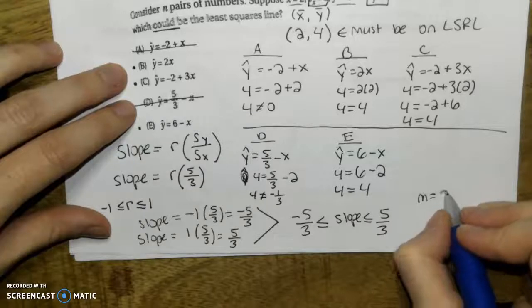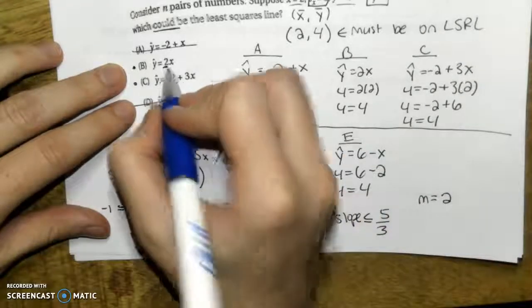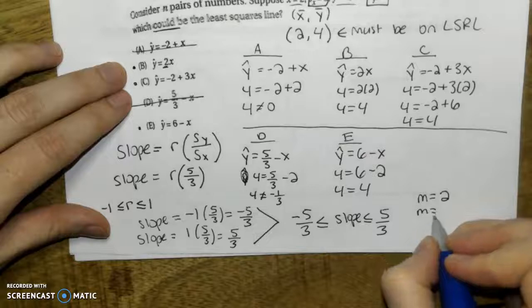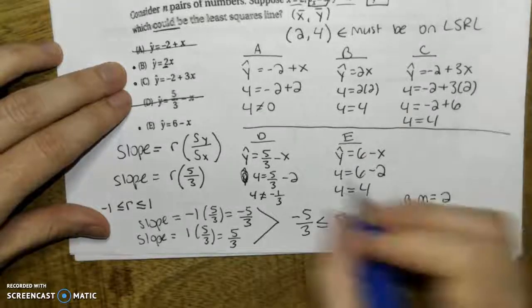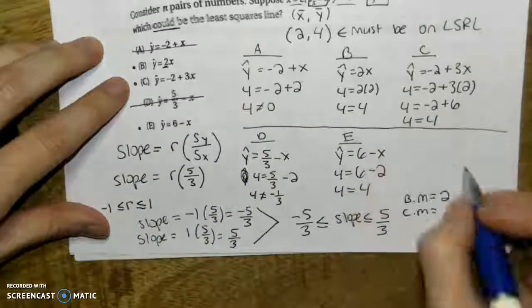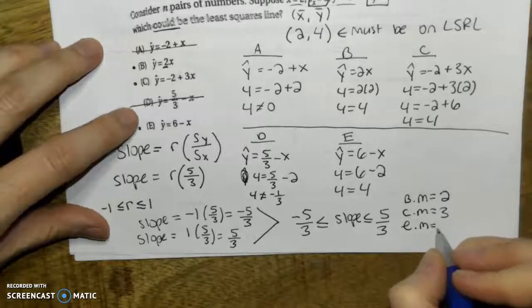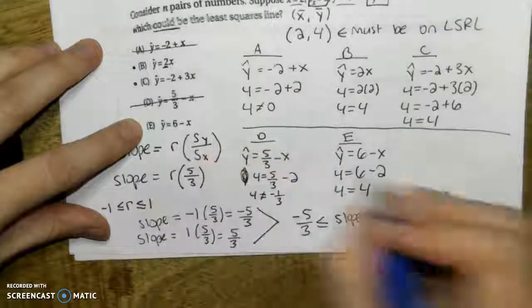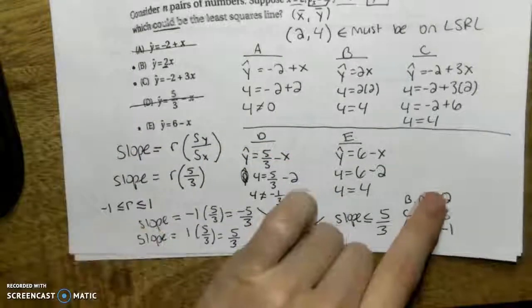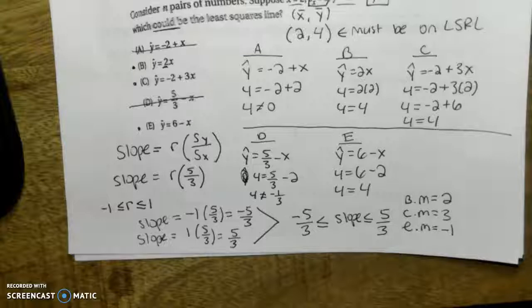Let's look at the slopes that I have left. For B, it's 2, right? The number in front of x. For C, it's +3, the number in front of x. And for E, it's -1, that number in front of x. So of these three numbers, what fits in my range?